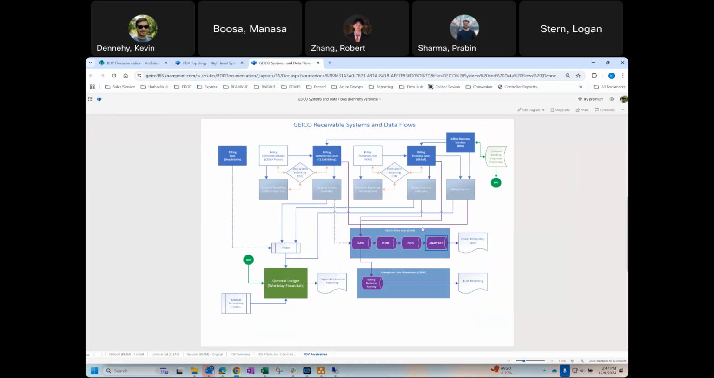Let me pause there quickly. Logan, I don't know if there's anything you wanted to add to better explain Data Hub movements or anything you want to just add in general at this point.